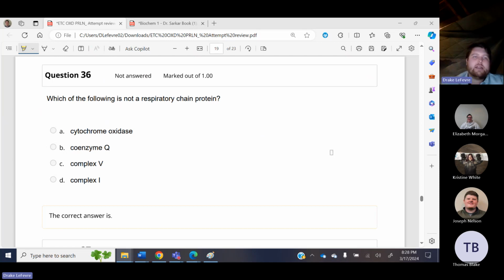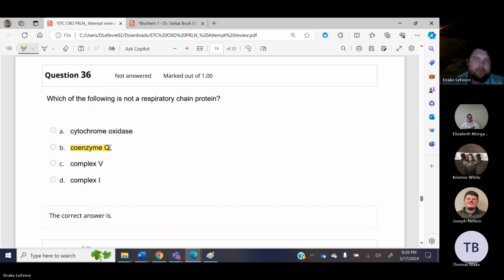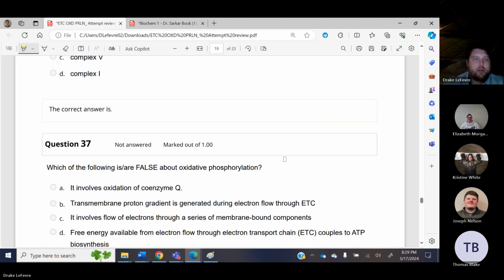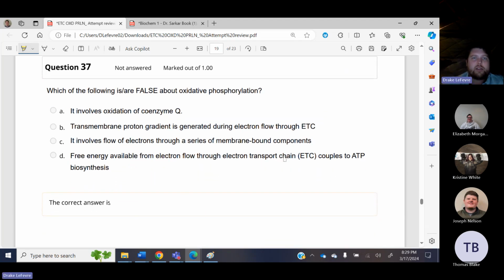Which of the following is not a respiratory chain protein? Coenzyme Q, because it's not a protein. That is correct. Which of the following are false about oxidative phosphorylation?